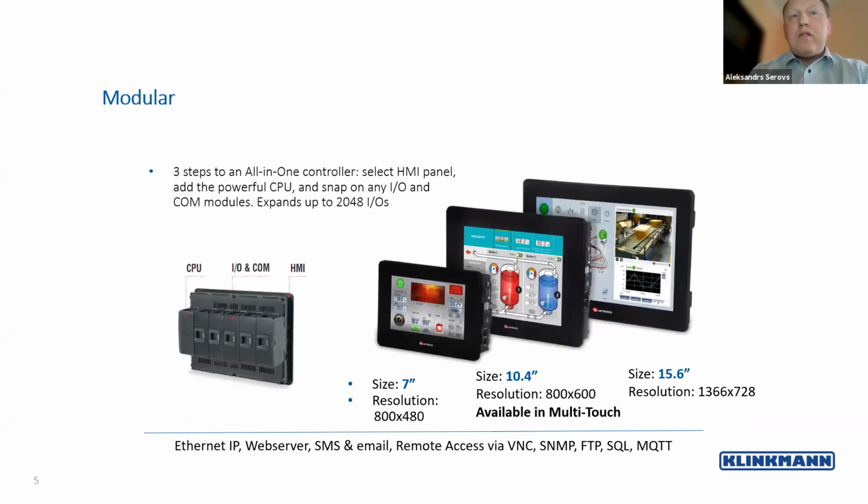So here we can see modular device. As you see, it's HDMI, and at the back side of the device we can attach CPU and different communication or input-output modules. It also can be in different sizes. So 7, 10, or 15 inches available, and also depending of device side, you can attach different quantity of modules to the backward. Also new model available, it's multi-touch. So you can press simultaneously some virtual buttons at screen.